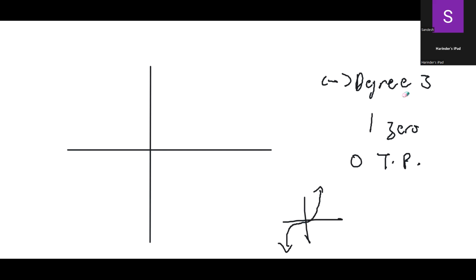Negative means start on top? Yeah, you start on top. You go from quadrant 2, yeah, exactly. But yeah, there you go. That's it. 1 zero right there, no turning points, yeah? And then here's one more.